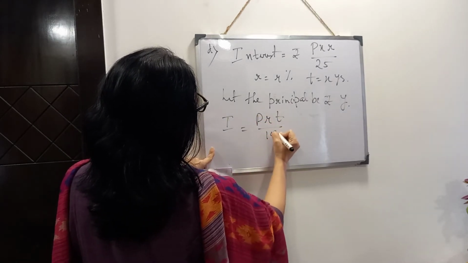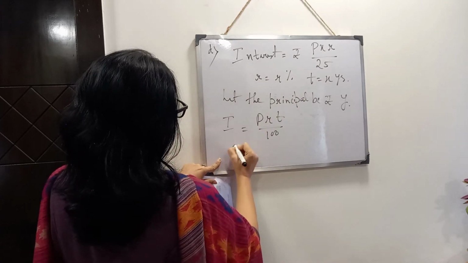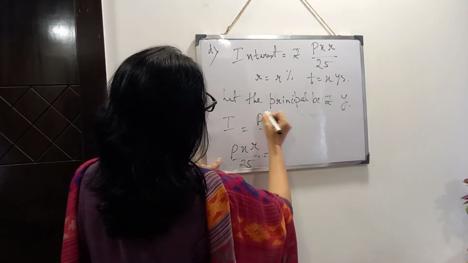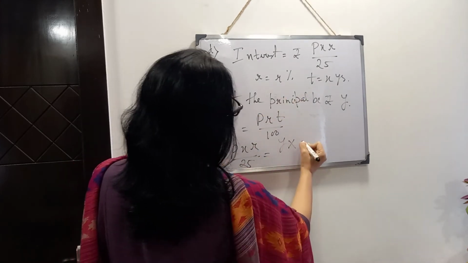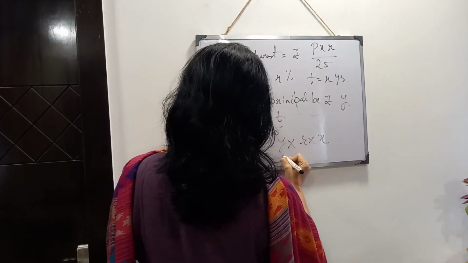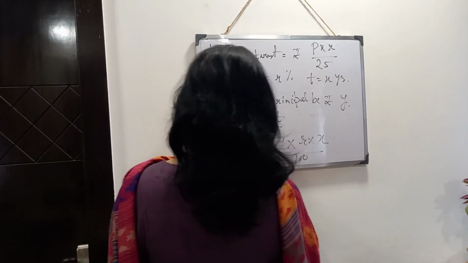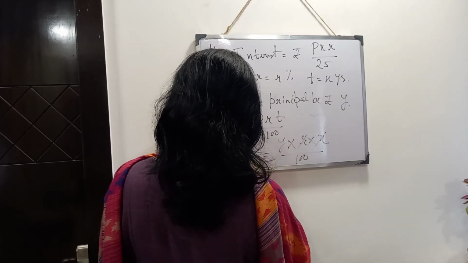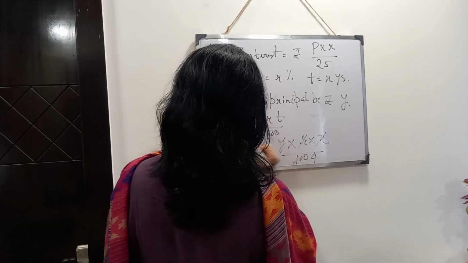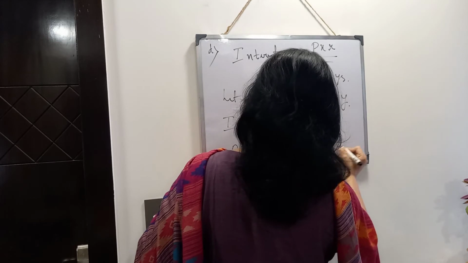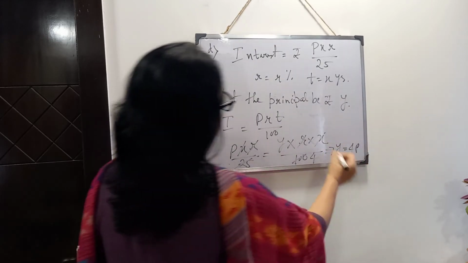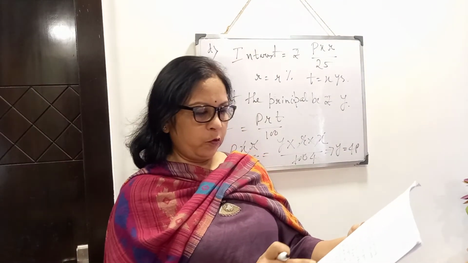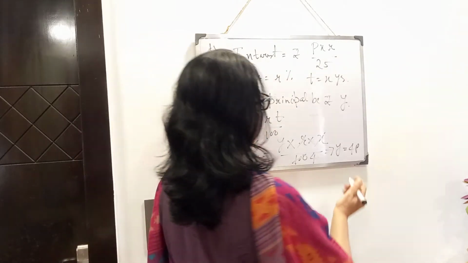So interest equals PRT by 100. Interest is PXR by 25 equals principal we have considered as Y, and R as R given, and time X by 100. So X will be cancelled out, R will be cancelled out, 25 and 100 gives 4. So Y is coming 4P. Y means our principal. So principal is coming rupees 4P. Option number 4.